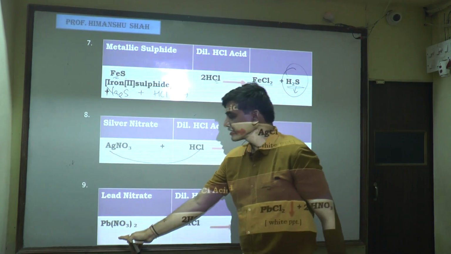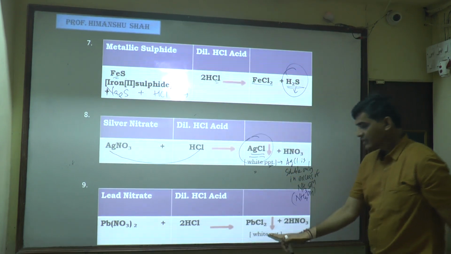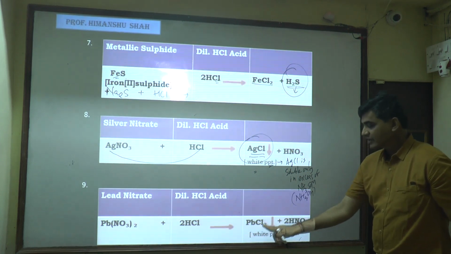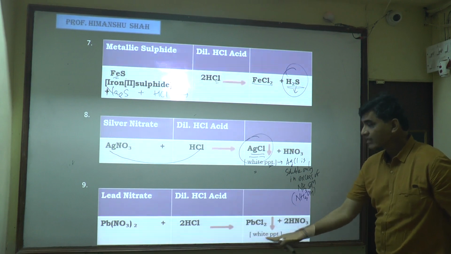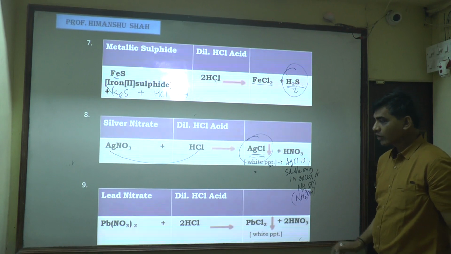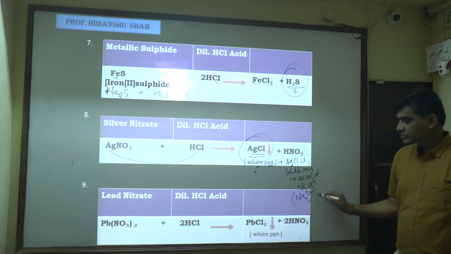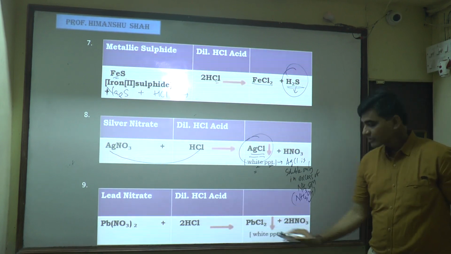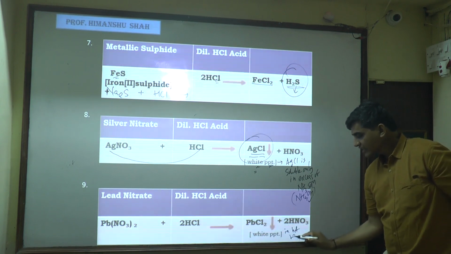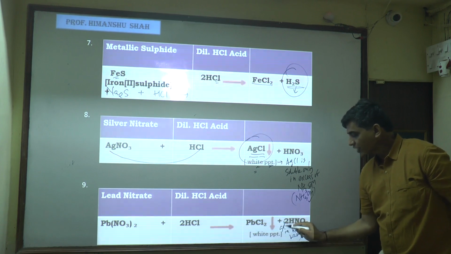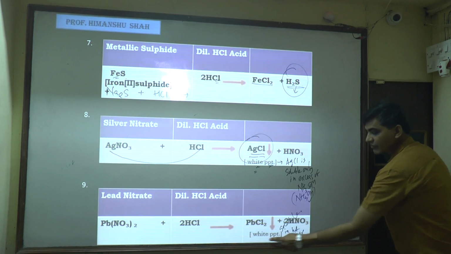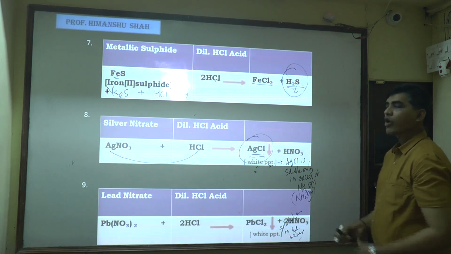Similarly, lead nitrate treated with hydrochloric acid gives you lead chloride and HNO3. PbCl2 is again a white precipitate. These are the two chlorides which are insoluble in cold water. Silver chloride is soluble in excess of NH4OH solution, whereas lead chloride is soluble in hot water. So they can ask you, name a chloride which is soluble in hot water. That is lead chloride, a white precipitate soluble in hot water.